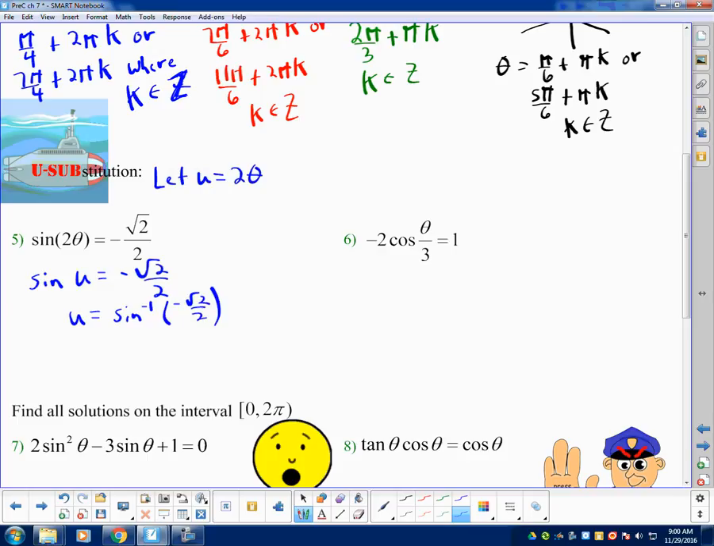And you can draw our picture. It's going to be down here and here, right? At the 45s. It's supposed to be at the 45s. So at the 45s. So in this case, u would be equal to what two values?